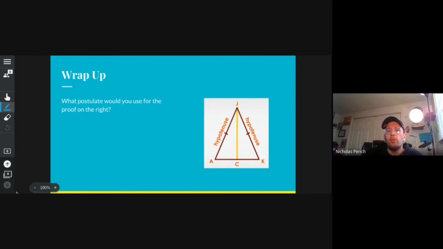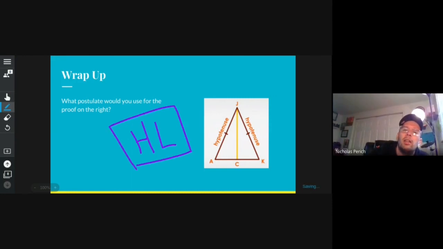What postulate would you use for this proof on the right? Oh, it's HL again. I just looked at the fact that it's the same as the last one, and since Lily answered the last one, I saw HL up there. It's HL again, because the hypotenuse size and the Santi special leg are the same. HL.